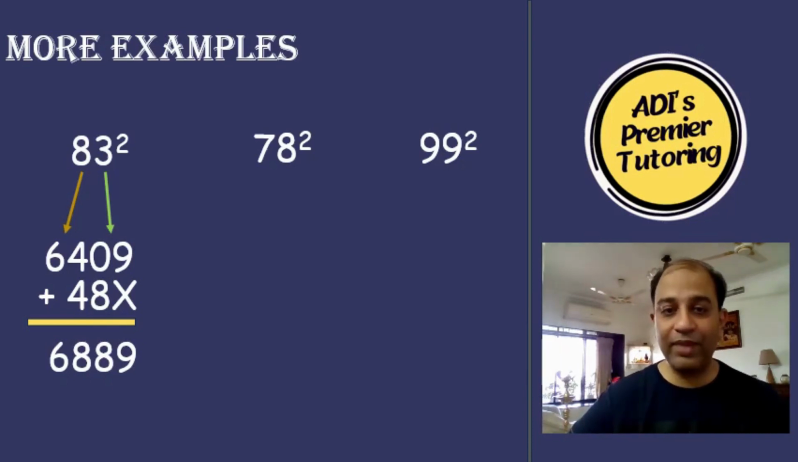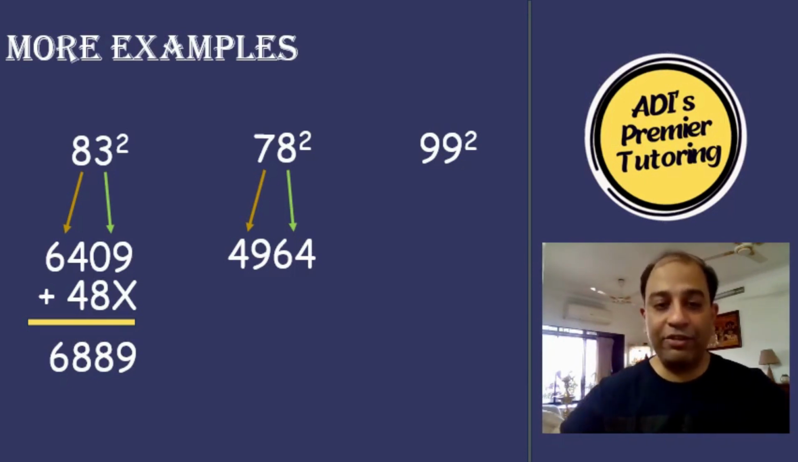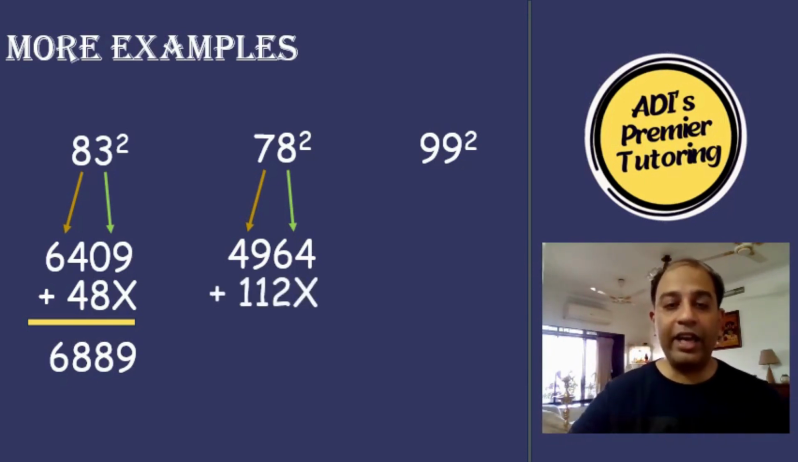Now moving on, let's find the square of 78. So 7 square is 49 and 8 square is 64. And again, 7 into 8 is 56. Multiply by 2, we get 112x. Thus, adding it, we get the answer as 6084.